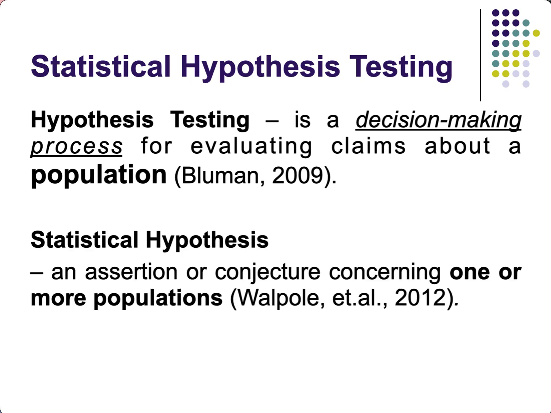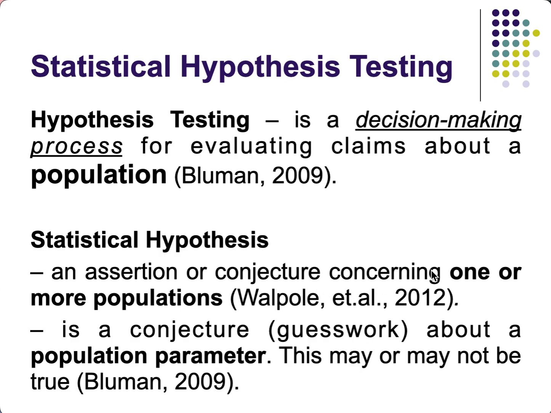In some other definitions, it is an assertion or conjecture, or a guess, an educated guess, shall we say, concerning one or more population, or it is a conjecture or a guesswork about a population parameter. This may or may not be true. So that's why we need to test it to determine its trueness.